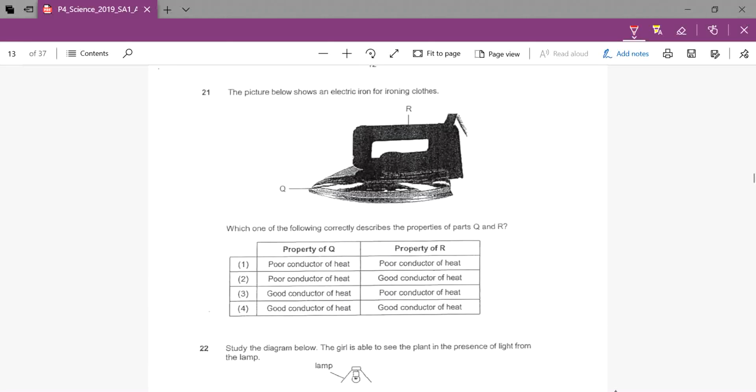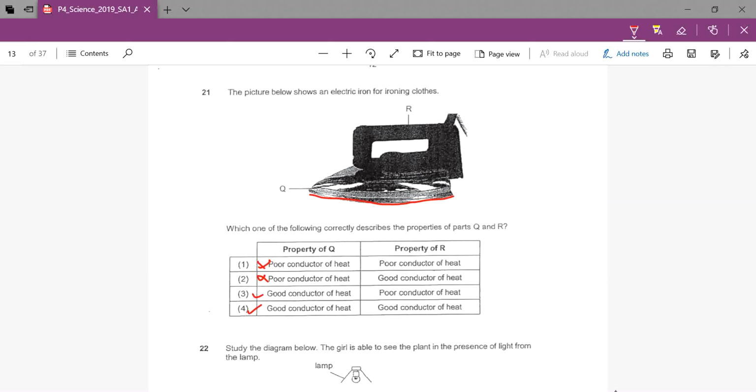Picture below shows an electric iron for ironing clothes. Which one of the following correctly describes the properties of parts Q and R? So Q has to be a good conductor of heat, right? If not, then what's the point of having an iron? If it's an insulator, it's not hot, and it's going to be very hard to iron. Your clothes won't be straight. Might as well use a wooden plank to iron clothes, right? So 1 and 2 are wrong, 3 and 4 are correct.